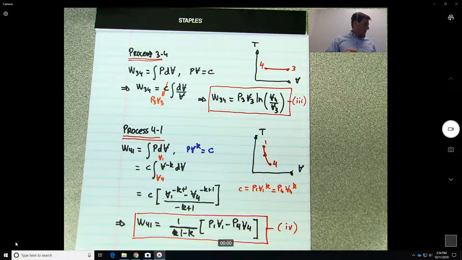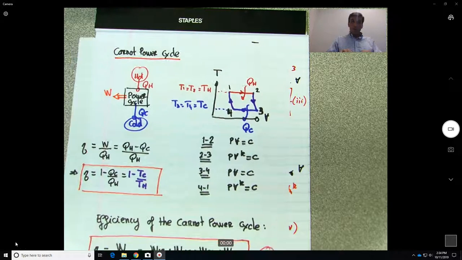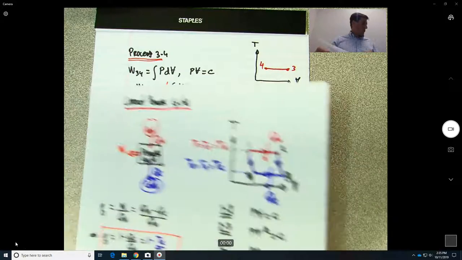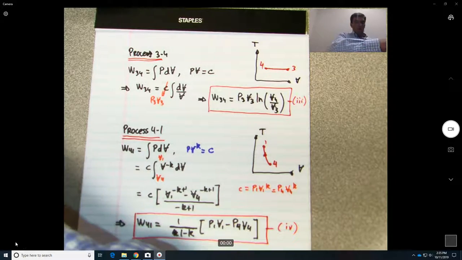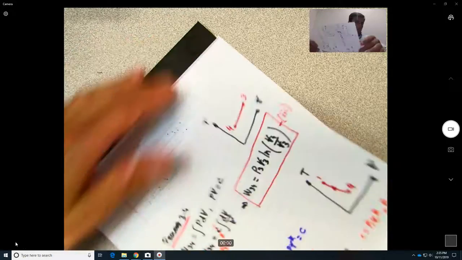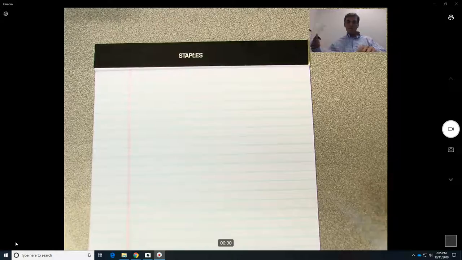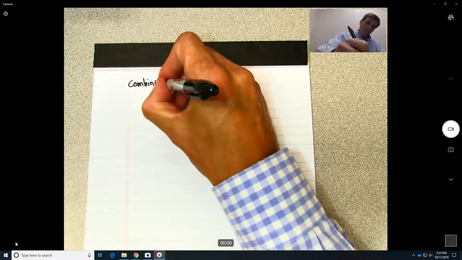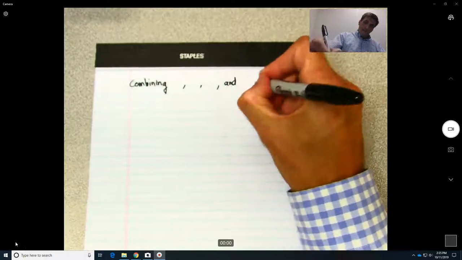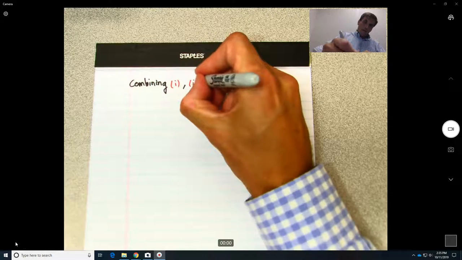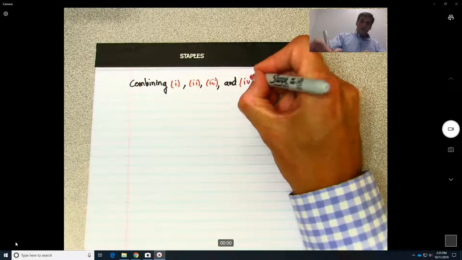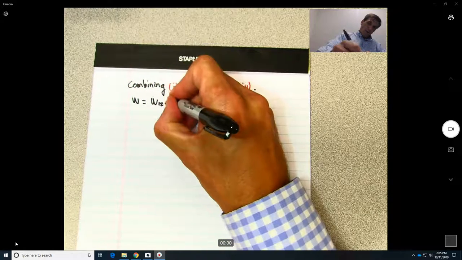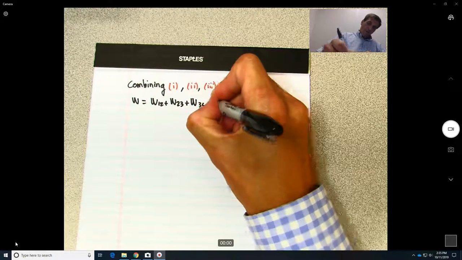So on the next page, what we're going to do is simply say that the total work was equal to work 1, 2 plus work 2, 3 plus work 3, 4 plus work 4, 1, given by the equations Roman 1, 2, 3, and 4. And let's see what happens. So combining 1, 2, 3, and 4. What do we get? Work equal to work 1, 2 plus work 2, 3 plus work 3, 4 plus work 4, 1.